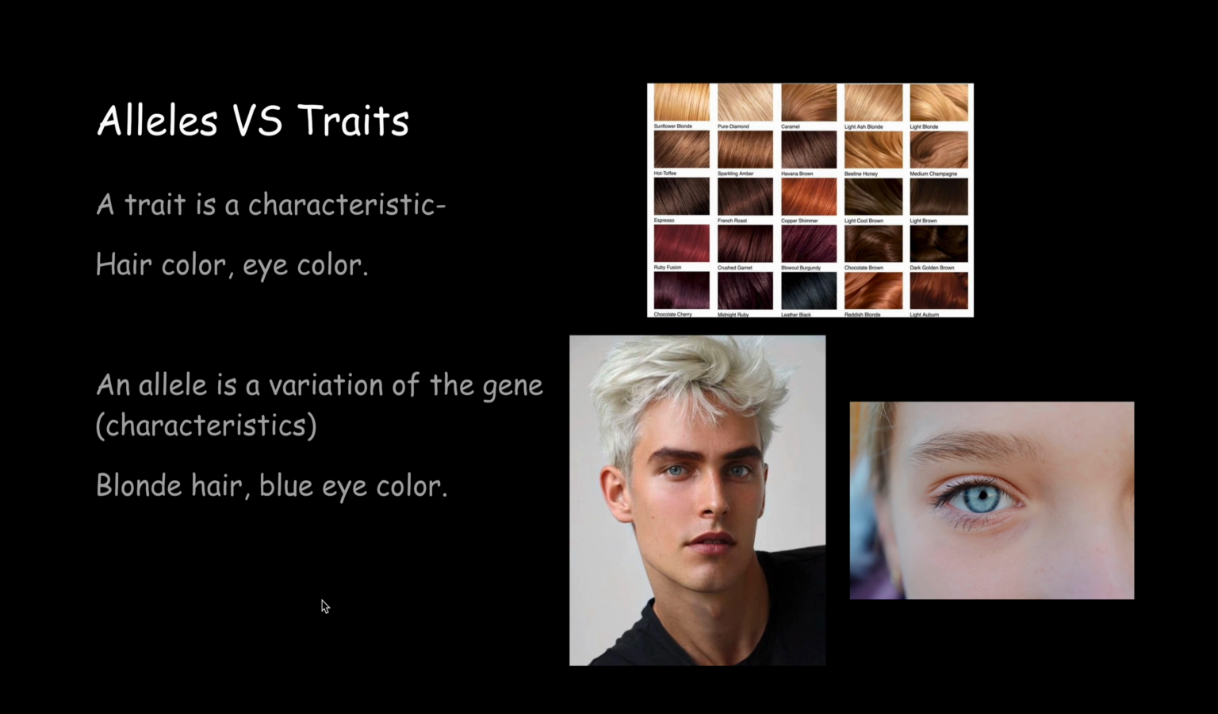A trait is just a characteristic, a broad definition of a characteristic. I put this slide in here because a lot of people get it mixed up. So, for example, a trait could be your hair color. You have all these hair colors, but more specifically, an allele is a variation of that gene. So we have blonde hair or blue eyes. Specifics is what an allele is.